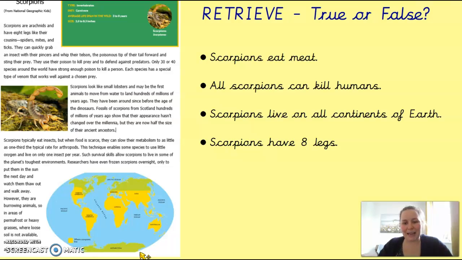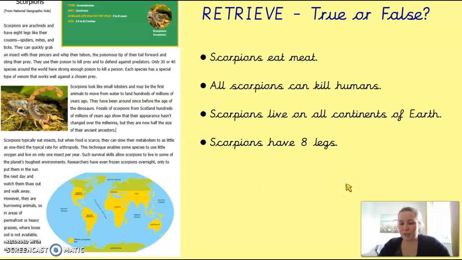And then scorpions have 8 legs. That's probably the easiest one because it does actually directly say that at the start of the text. So that one is true. It says scorpions are arachnids and have 8 legs, just like spiders, for example. So well done if you got all of those right.